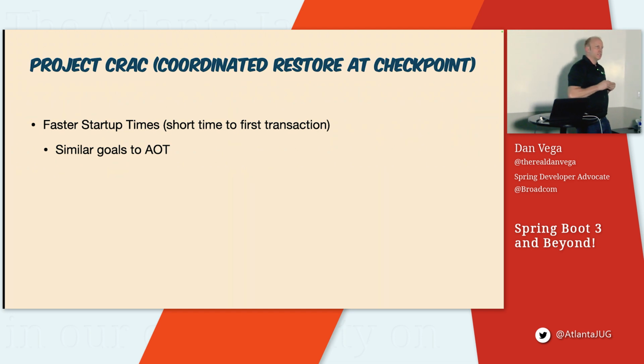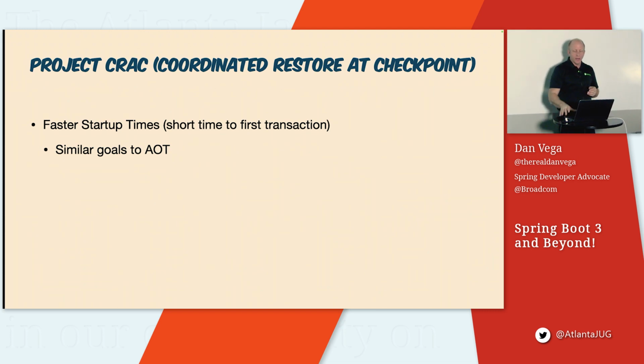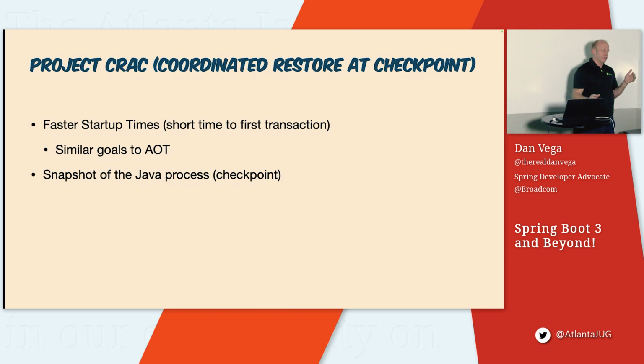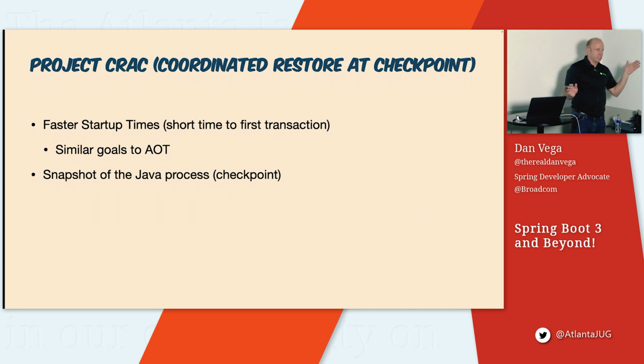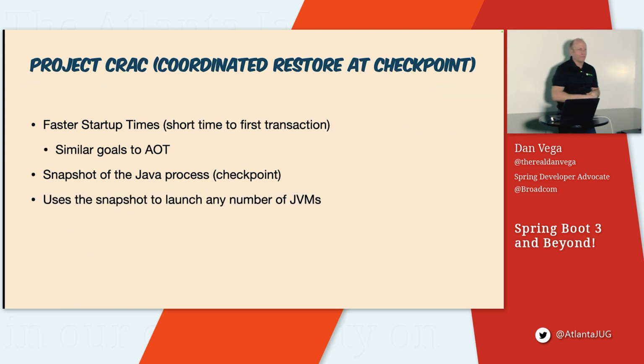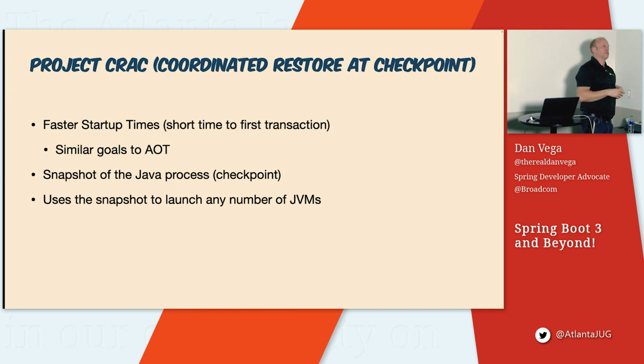Similar goals to AOT, right? Like with AOT, we really want to get that startup time improved. Project CRaC stands for Coordinated Restore at Checkpoint, and it just goes about it a different way. So when a Java application's starting up, it has this curve, right? It's coming up, up, up, and then it kind of flatlines. When we hit that flat line, we take a snapshot of your application. Now we can go ahead and restore from that checkpoint whenever we want to.